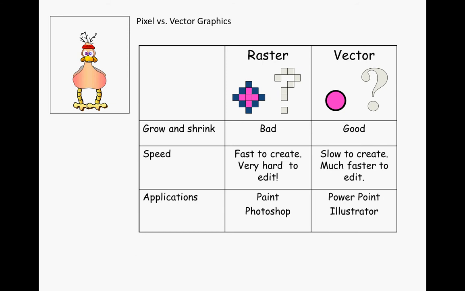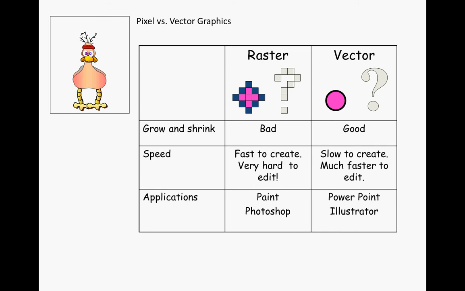Raster images, as they grow and shrink, become bad to see. Vector images, as they grow and shrink, are still good quality. Raster images are fast to create but very hard to edit. Vector images are slow to create but much faster to edit.